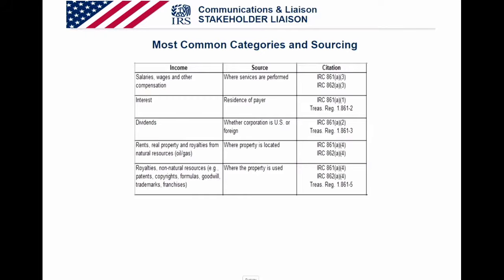And note that partnership income retains its character where it flows through to the individual's Form 1040. So if 60% of the partnership income is foreign source, then 60% of the distribution is going to be foreign source. And this is true even if the partner only performs services in their role as a partner in a foreign country.